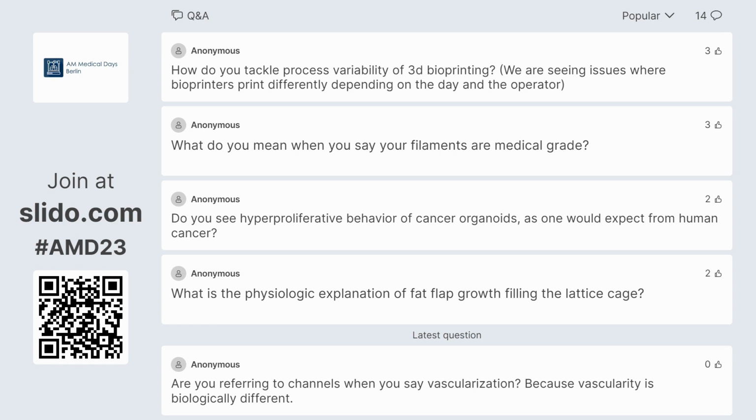What is the maximum number of different types of cells? I don't think we have a limit. Currently our most complex model is a lung model, where we have 3 different layers with 4 different cell types. We have an epithelial layer, a fibroblast plus immune cell layer, and an endothelial layer.